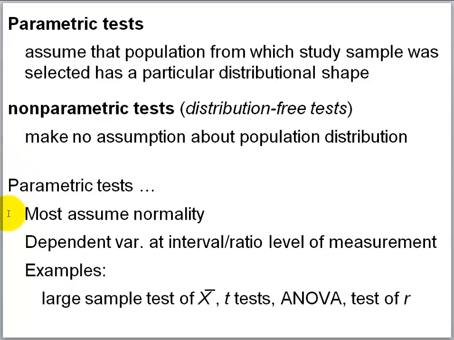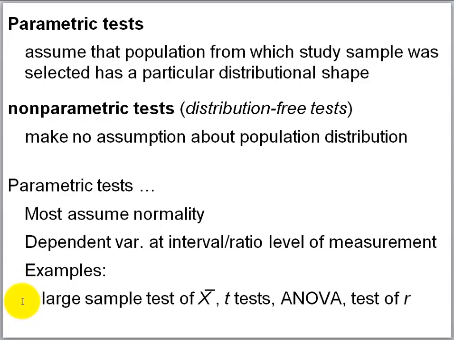Pragmatically, most parametric tests, at least those that you encounter in introductory and intermediate statistics, assume normality. And it's also the case that parametric tests are necessarily at the interval ratio level of measurement. A categorical variable, for instance, cannot be normally distributed. So when you're talking about a variable that has a normal distribution, by definition you're talking about a numeric variable, in other words, a variable that is at the interval ratio level of measurement.